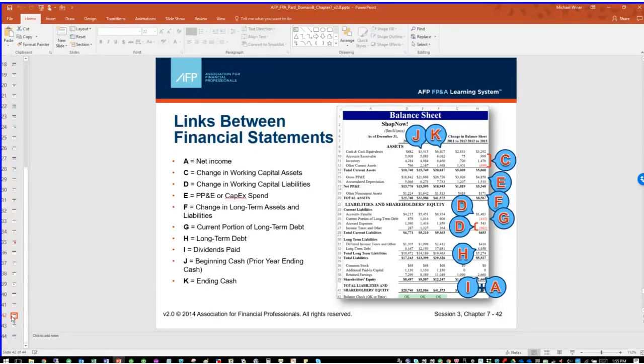Okay, now we've moved to the balance sheet. And there's too many here for you to remember, but I just want to show them to you, and when we get to the cash flow statement, I'll explain them in better detail. Okay, so C is our change in working capital assets. What is working capital? Basically, working capital is our current assets and current liabilities. So C is these three lines: accounts receivable, inventory, and other current assets. D is accounts payable, accrued expenses, and income taxes.